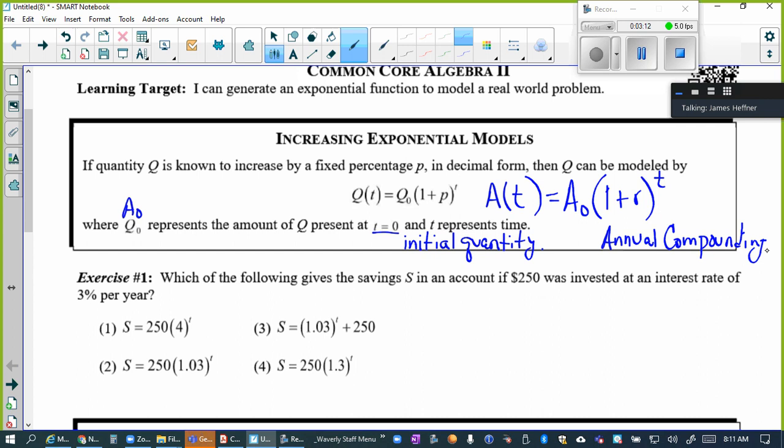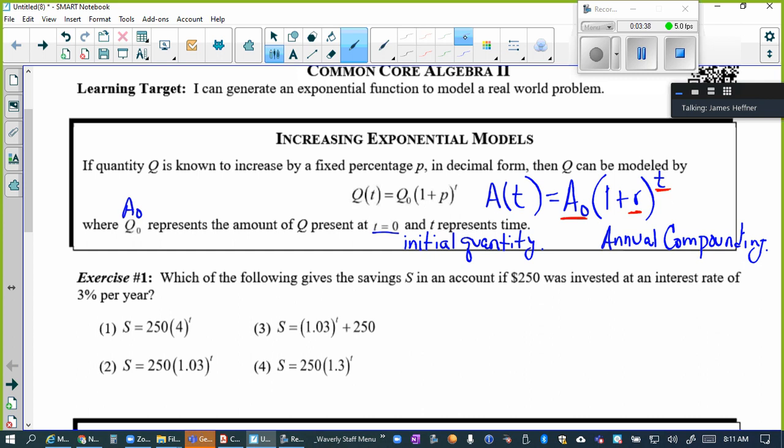Okay, so let's look at an example here, right? So we know we've got the amount you start with. This is the rate, percent rate as a decimal, that something's growing over time. And the exponent is the amount of time that has passed. Usually it's in years, but if you read the problem, it could be weeks or months or whatever. So let's look at the first example.